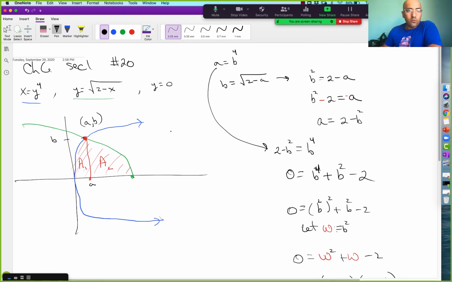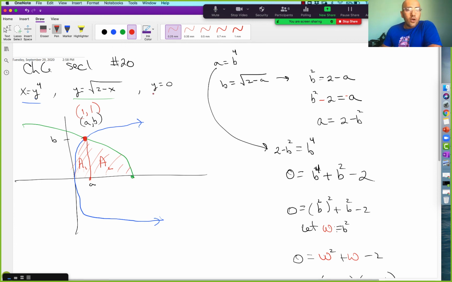Right, so after all that work, I confirmed that the place where they cross must be the point 1, comma 1. Let's just make sure it makes sense. If we let 1 there and 1 there, 1 to the 4th is 1, so 1 equals 1, so this would be a true statement. And if we put a 1 there, 2 minus 1 is 1, square root of 1 is 1, so we also get a true statement. So yep, that must be the point 1, comma 1. Good. Questions?